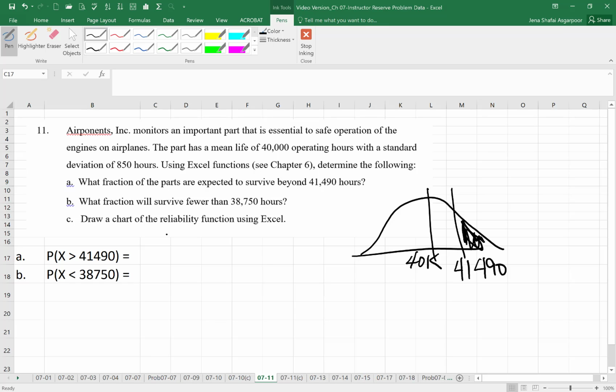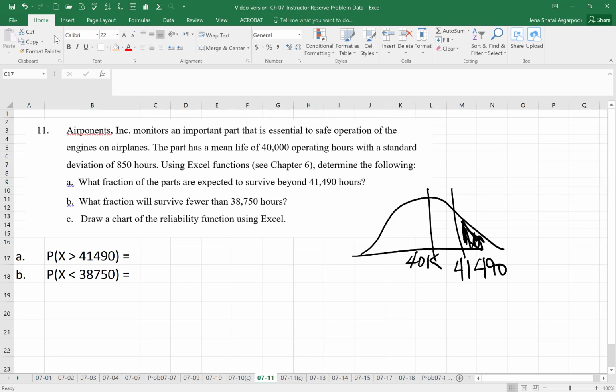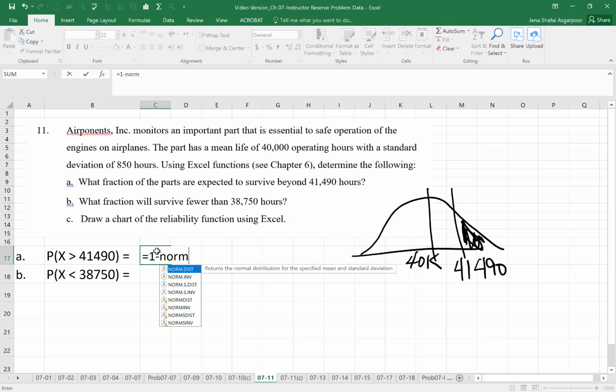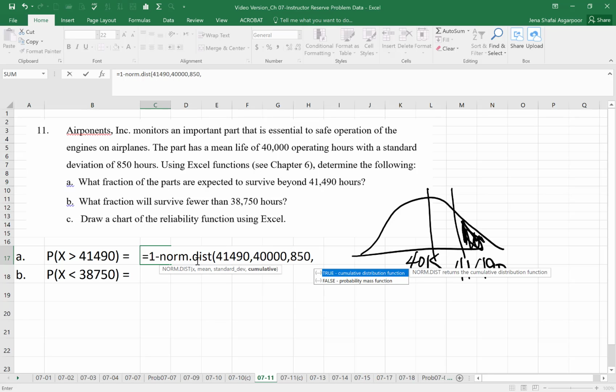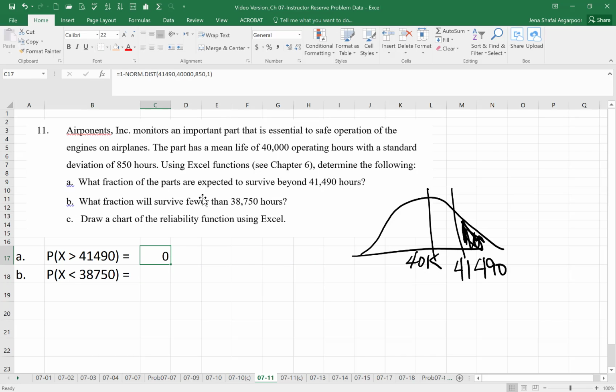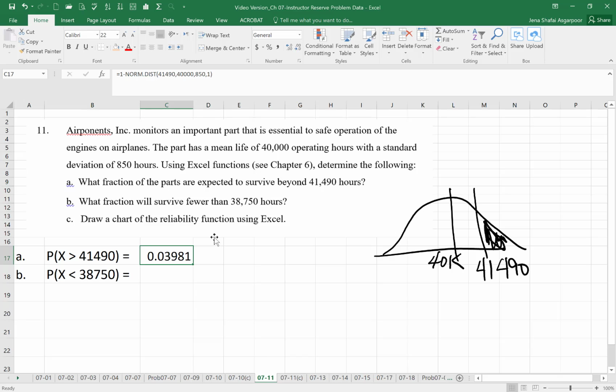Because it's an area greater than, to the right of a point, not to the left, we would want to use 1 minus the NORM.DIST of 41,490. Mean is 40,000. Standard deviation is 850, and I'm going to say 1 for true. And so it's almost 4%, or 0.04 probability. Let me make this bigger.